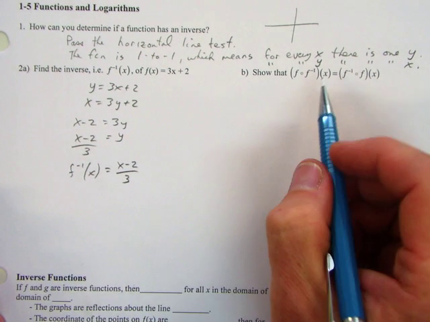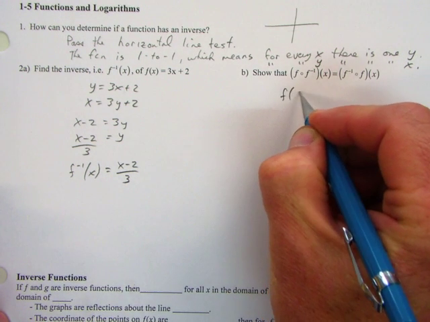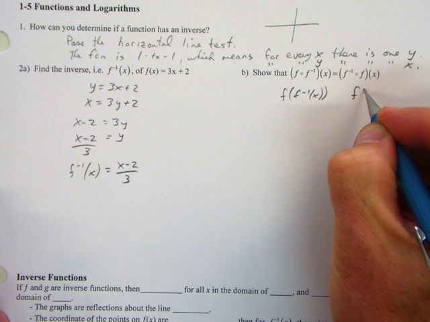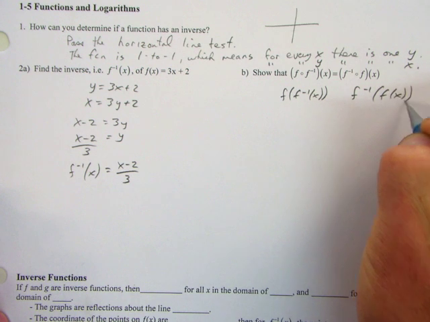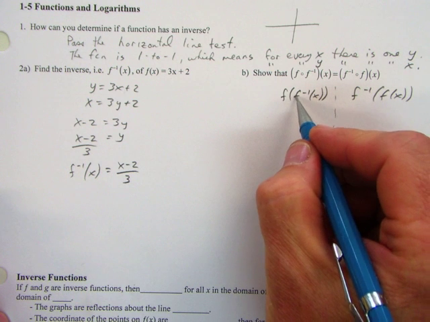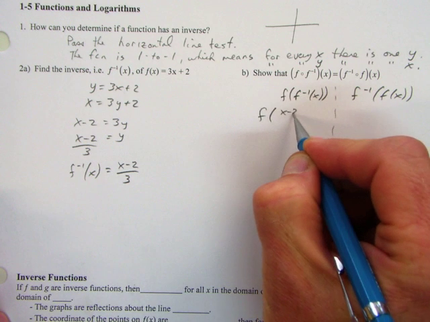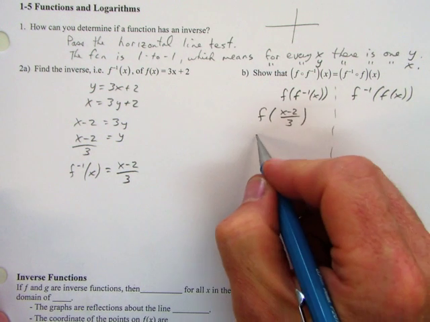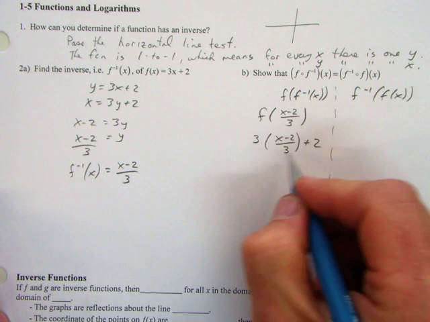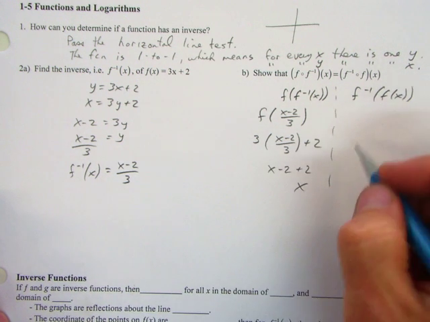Now for all these problems, for the homework, you're going to see this type of thing. We need to find f of f inverse of x, and we also need to find f inverse of f of x. So those are two different parts, and we're going to show that we get the same result. So f of the inverse is f of x minus 2 over 3. We'll plug it in: 3 times x minus 2 over 3 plus 2. So the 3's reduce. We get x minus 2 plus 2, and we get x.